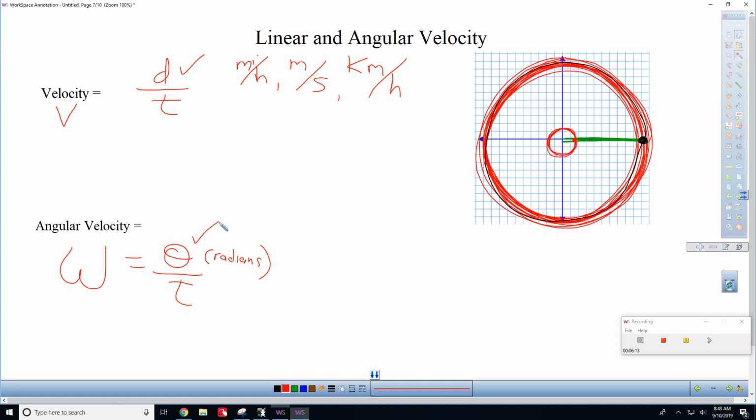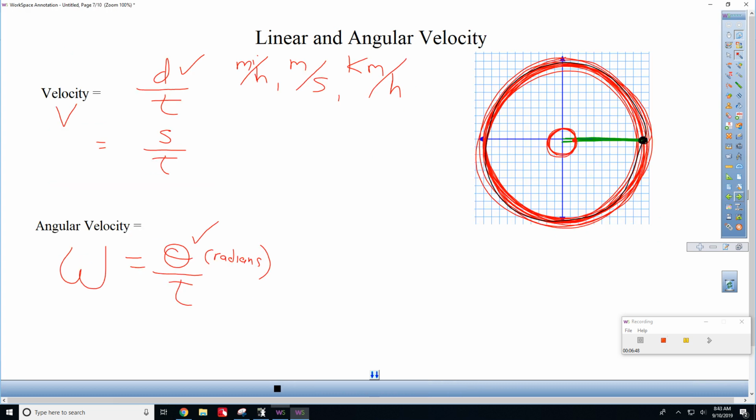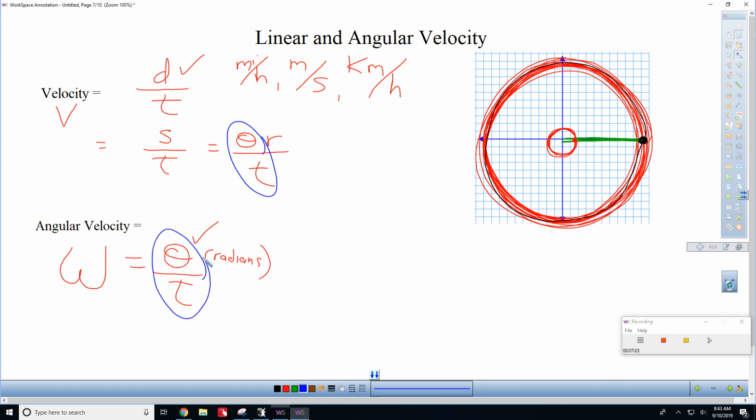Now, as far as velocity goes, we just learned that distance could also be expressed as a length. So we could also say that velocity is s over t. However, we just learned that, if you look at our previous slide, s is theta times r. It's the radians times the radius. So we could also say that it's radians times radius divided by t. Well, hold on a second. Look at this. It's the same as that. So you could also say that linear velocity is the angular velocity times the radius.